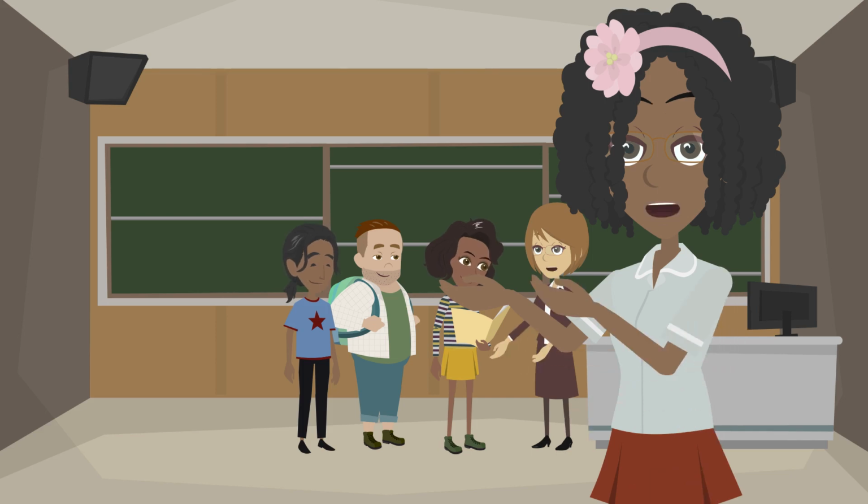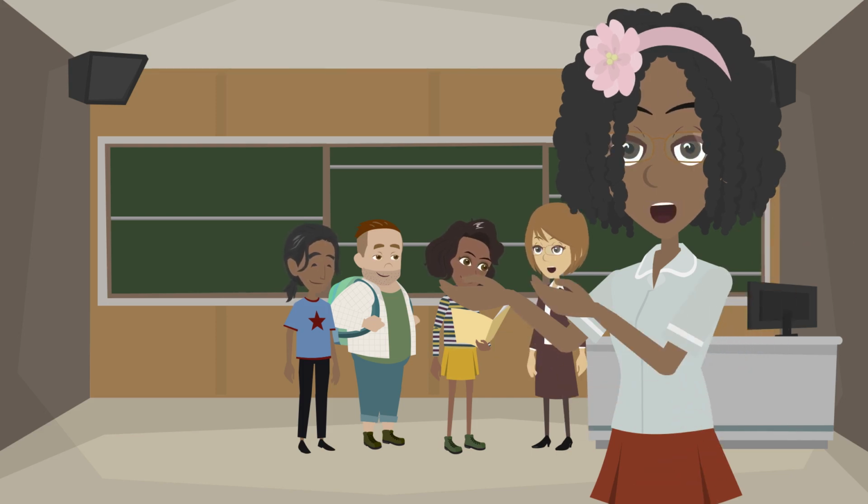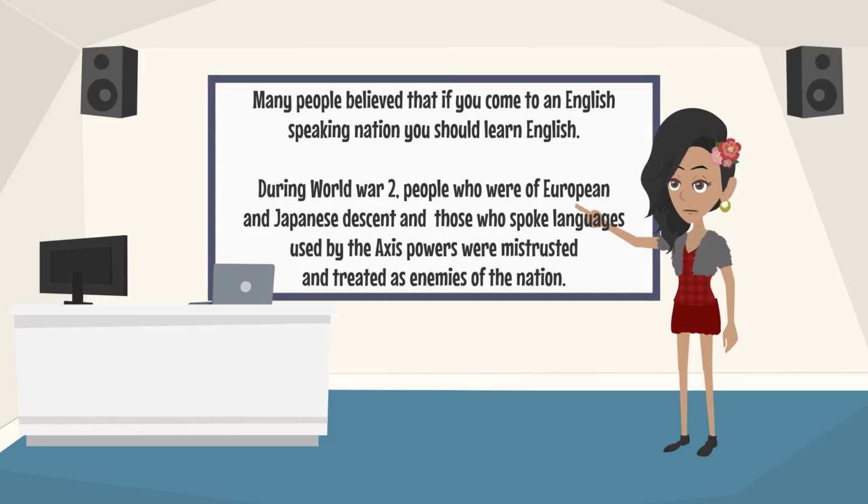As previously stated, before the war, people who spoke a foreign language were looked down upon. Many people believed that if you come to an English-speaking nation you should learn English. During World War II, people who were of European and Japanese descent and those who spoke languages used by the Axis powers were mistrusted and treated as enemies of the nation.